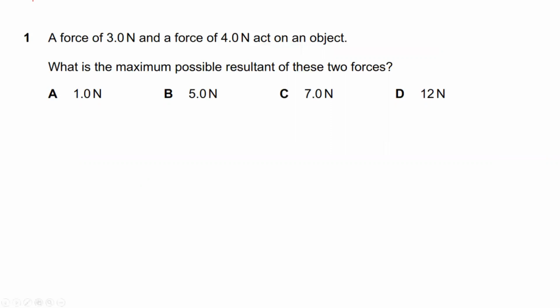First question, it says a force of 3 Newton and a force of 4 Newton acts on an object. What is the maximum possible resultant force of these two forces? So for example, assume that this is an object and two of these forces are acting. For example, 4 Newton is acting in this direction, 3 Newton is acting in this direction. So the resultant will be 1 Newton.